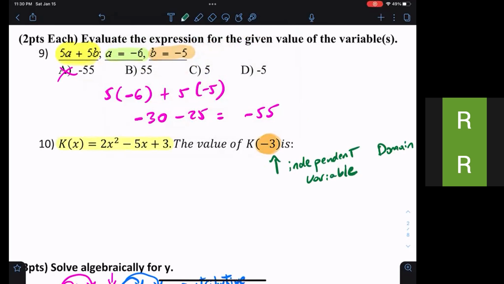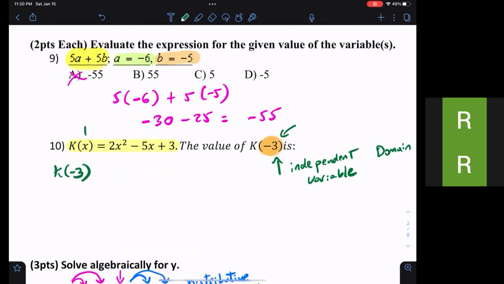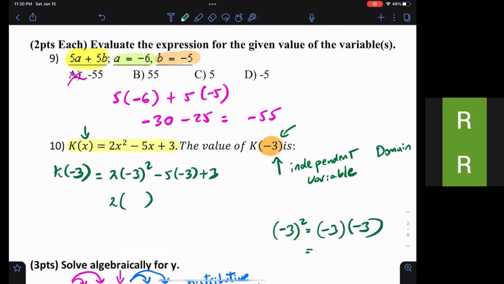So what does this function do? Well, the only thing I need to do to solve the problem is plug the -3, the independent variable or the domain value, into the function, right? So I need to find k of -3, meaning every time I see x, I'm going to put -3 instead. So that's going to be 2 times -3 to the second power minus 5 times -3 plus 3. -3 to the second power means -3 times -3, and that's 9. So I should put a 9 here.